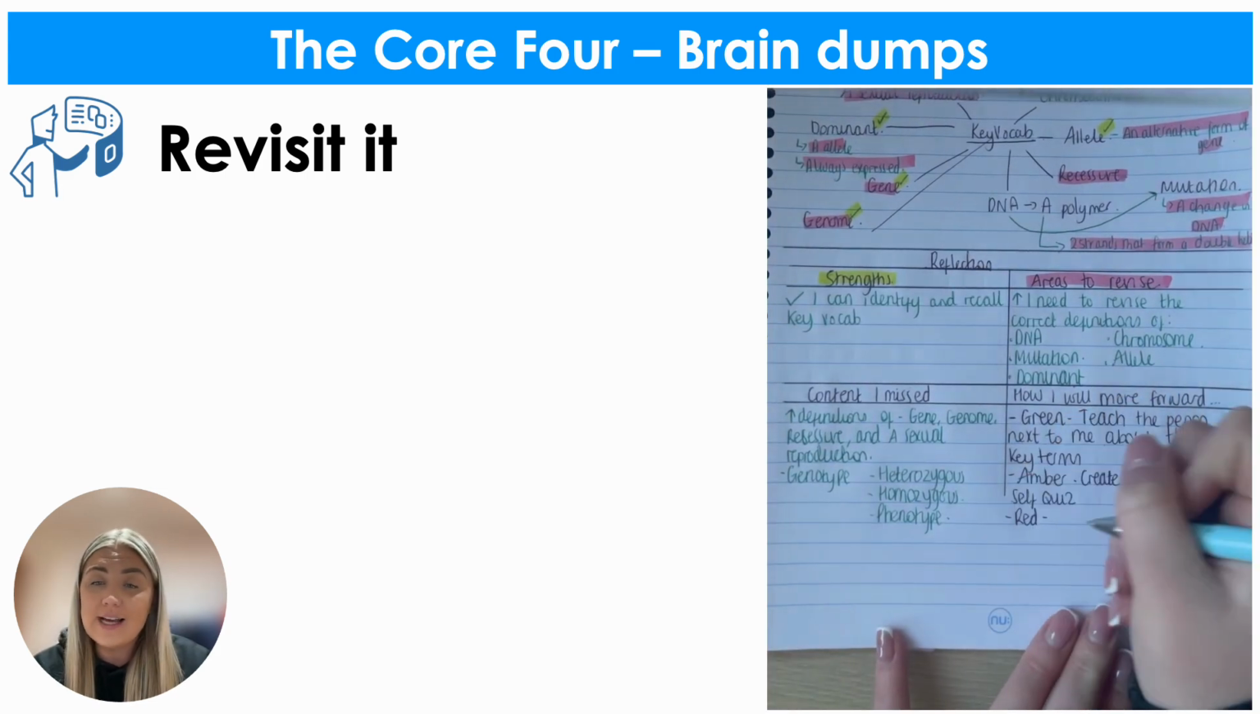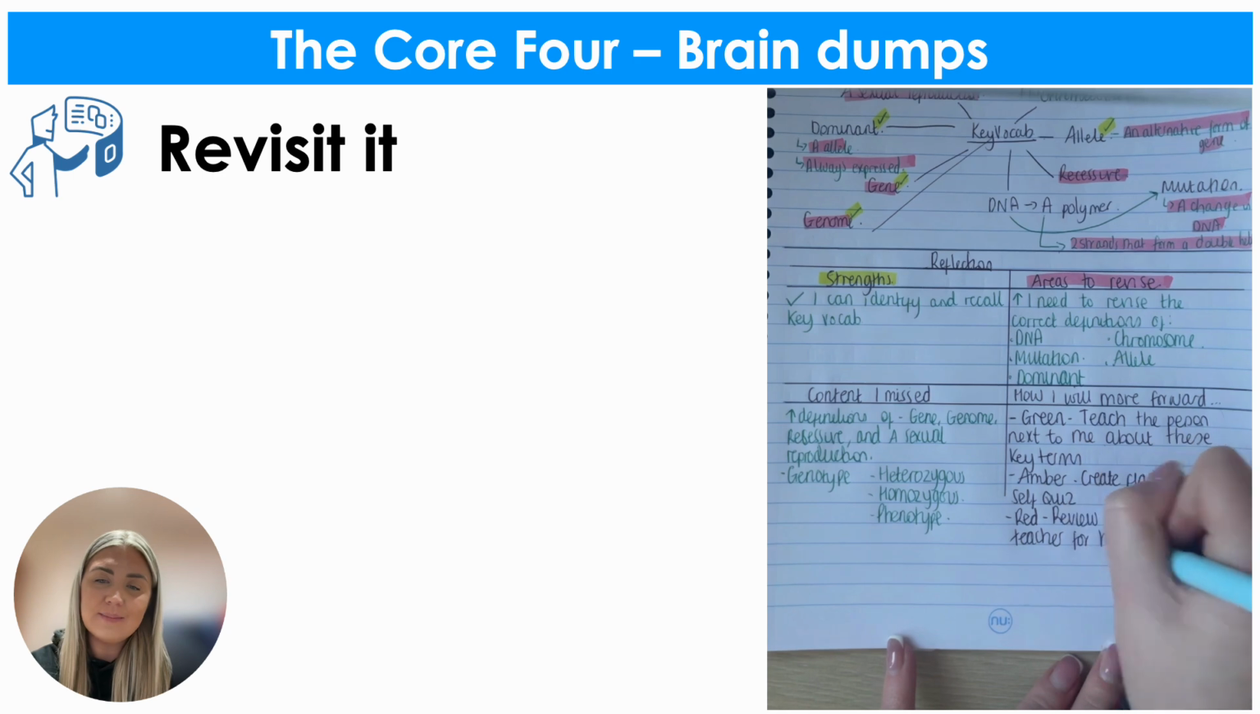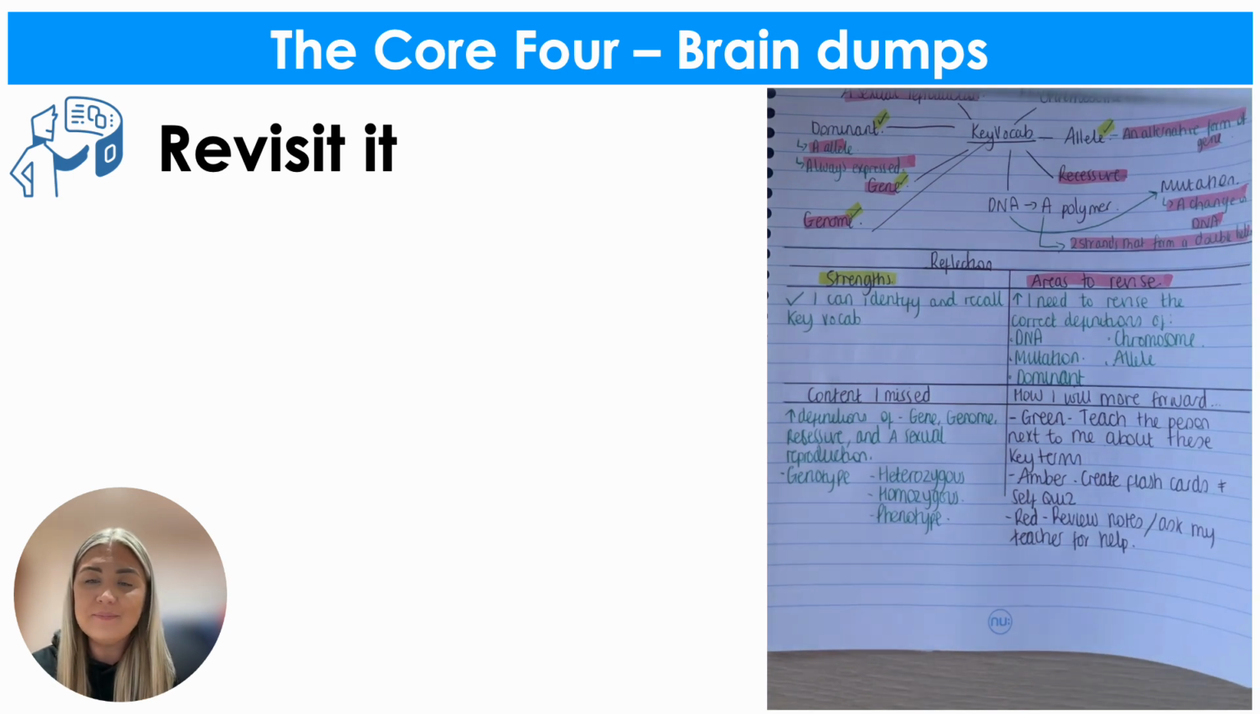The green content I'm going to teach to the person next to me. The amber content I'm going to create flashcards and self-quiz on. And the red content I'm going to go and revise further. I'm probably going to review my notes or may even ask a teacher about that content.